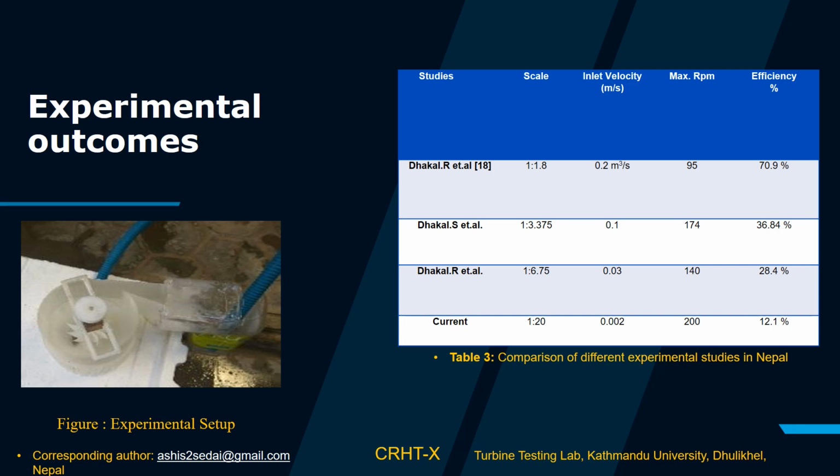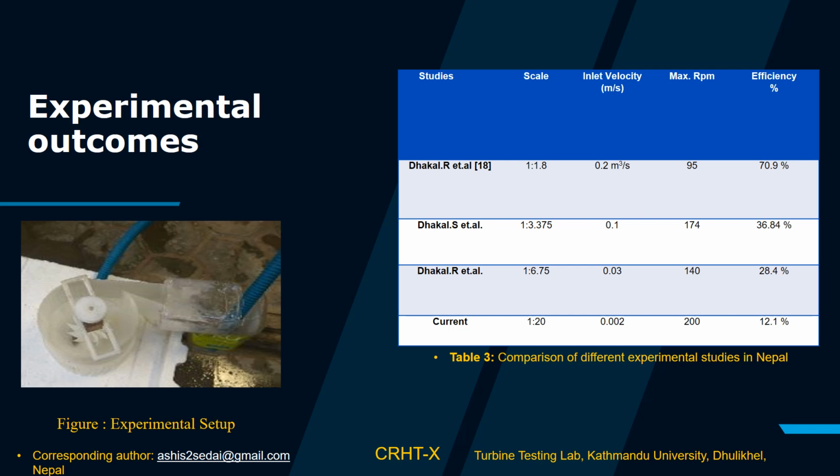So the experiment was conducted, and out of which we got the result that is represented in table 3, and we compare it with the past experimental study. If we compare with the experiment performed by Dhakal in the year 2018, he performed it at a scale of 1 to 1.8 with the inlet velocity of 0.2 meter cube per second, and he got the maximum RPM of 95 and efficiency as 70.9%.